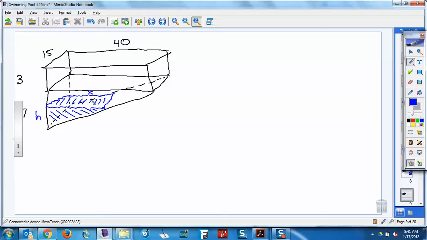But here, this number's changing and this number's changing, but this number's not. So the 15 we can leave in. That number's not changing as the water rises. So now what's the volume of that? Well, it's a triangle, so it's 1/2 h times x times 15. So that'd be 15 halves h times x. That would be the volume of this triangular wedge. It's half a box.